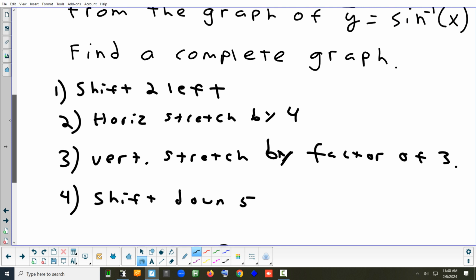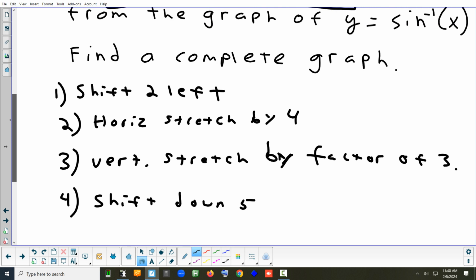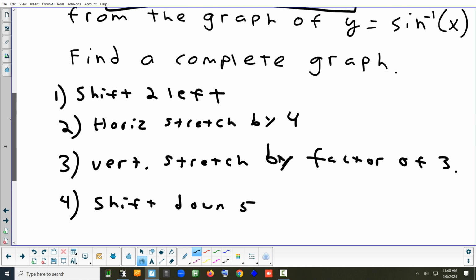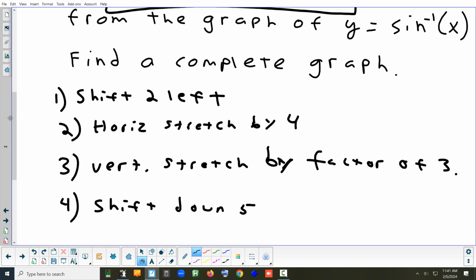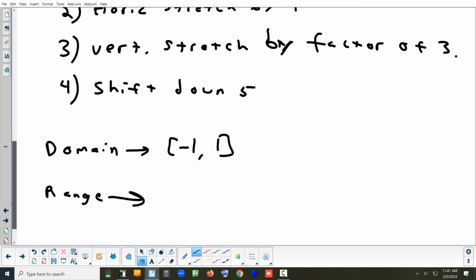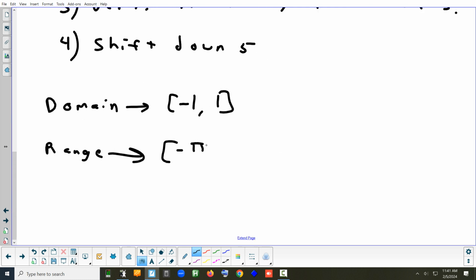And what's the range of inverse sine? Well, Max, what is it? What's the range? Of just inverse sine? Like the regular range? Is it negative pi over 2 to pi over 2? Now let's do the transformations and see what happens.